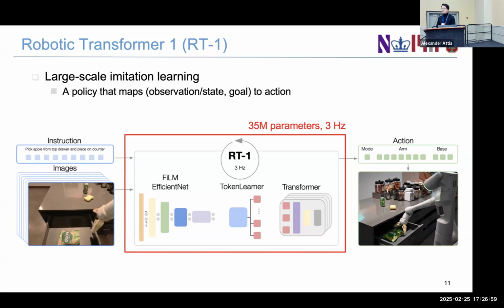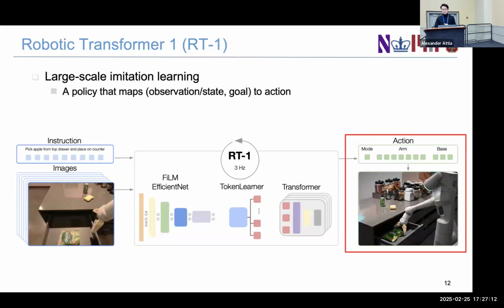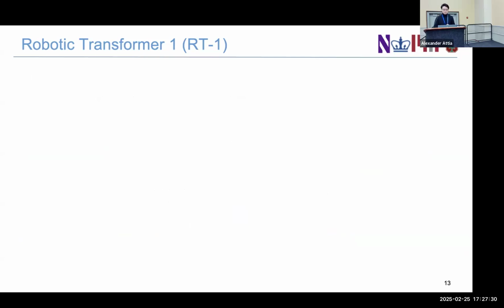But even with this small model, if they want to run it locally on their computer, they can only achieve 3 Hertz when actually doing the execution in the real world. And the generated actions will be applied to the real world. Here, because they are working with a mobile manipulator, the action space includes the actions for the base, for the arm, as well as for different kinds of modes.